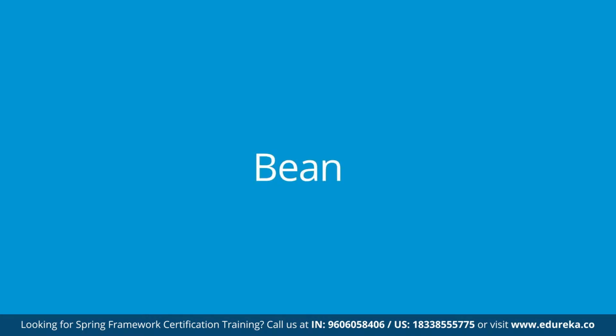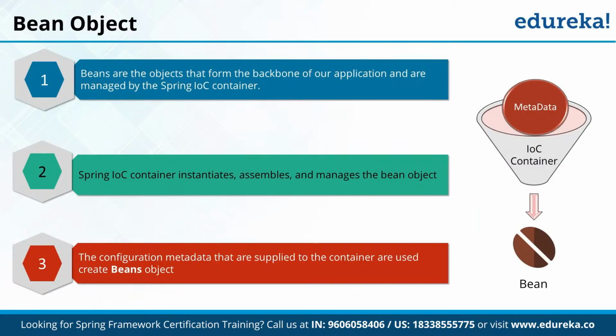All right. So what is a bean now? So guys, bean is nothing. It's a Java object more or less, right? So they are the objects which form the backbone of our application. Why we need object? We need object to contain data. And these objects within the Spring framework are managed by the Spring IOC container itself, right?